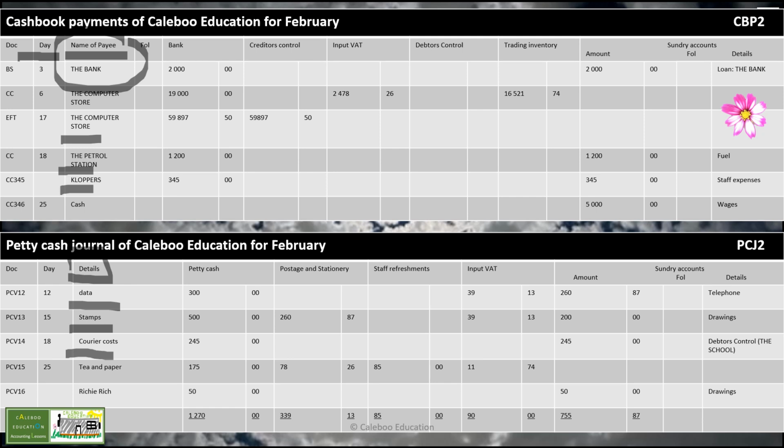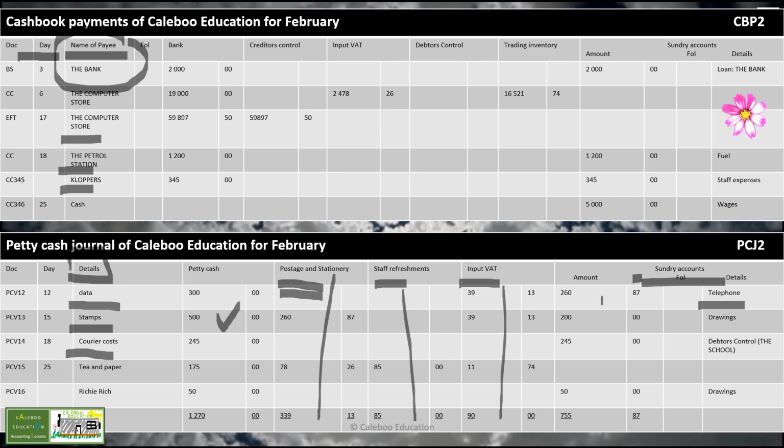Then there's a column for petty cash, and then all the items that occur or are purchased regularly. Those items, like postage and stationery, will have its own column. They're the columns for transactions that happen on a regular basis, and those transactions that happen every now and then will appear under sundry. So you'll have the amount and the names of the general ledger accounts.